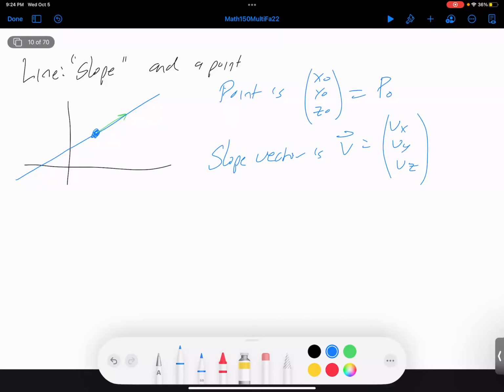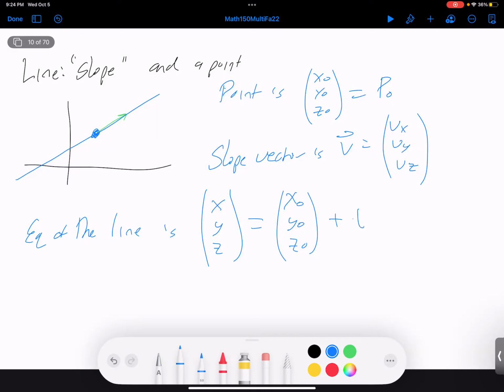Then the equation of the line is: x, y, z, my point, is equal to my starting point x naught, y naught, z naught, plus t times my slope vector vx, vy, vz. Or if you want, x, y, z is my initial point p naught plus t times v.